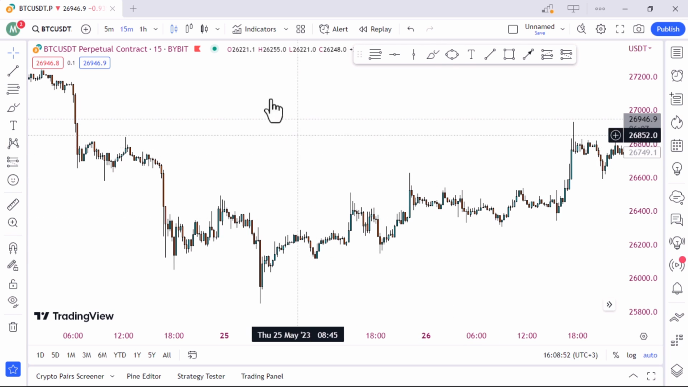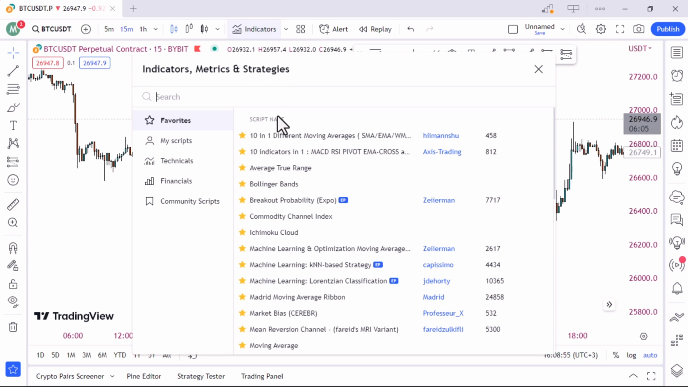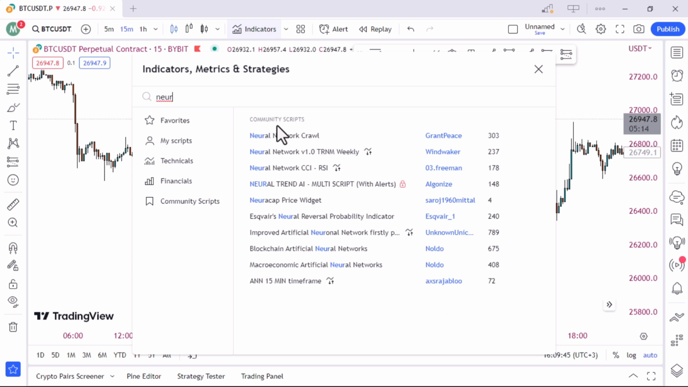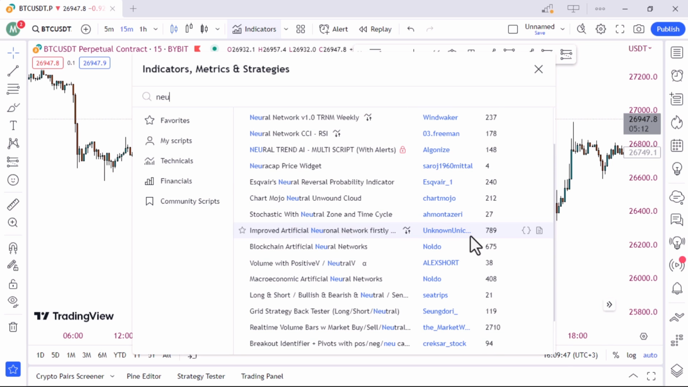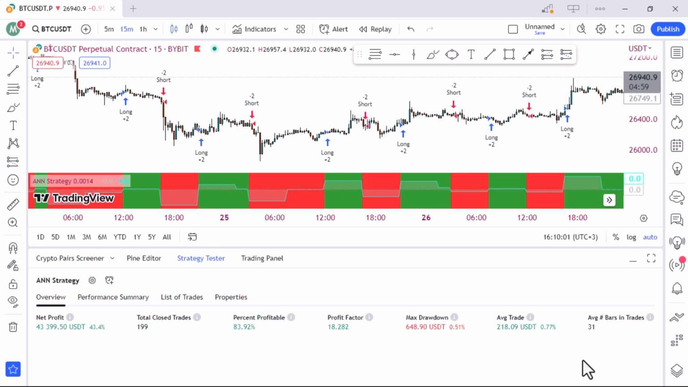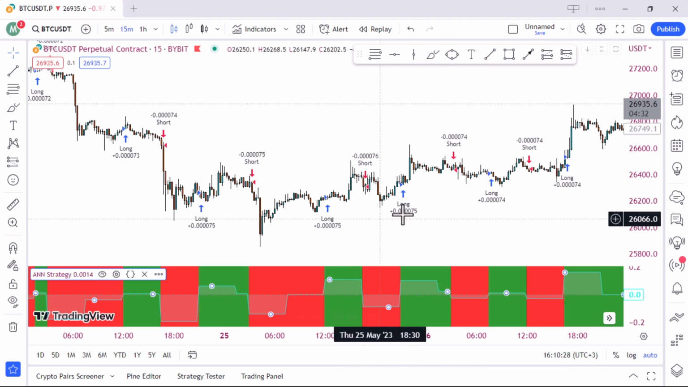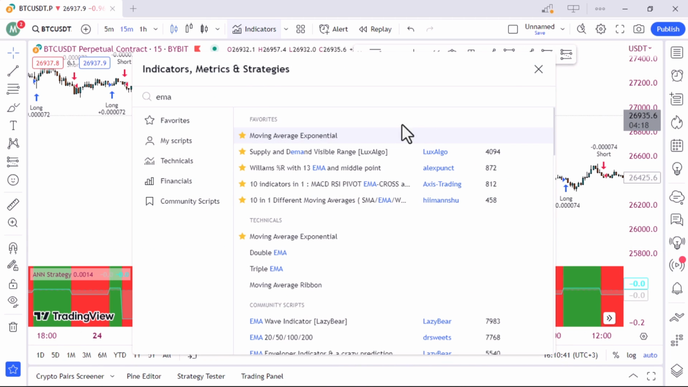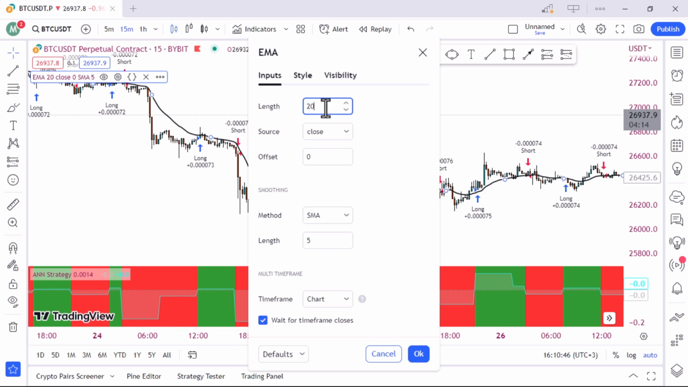To add this tool to the chart, simply access the indicators and search for neural network. Choose this one created by Known Unicorn. Then access the settings and do as I do. Then what you need is to add one EMA to the chart and put the length to 200.